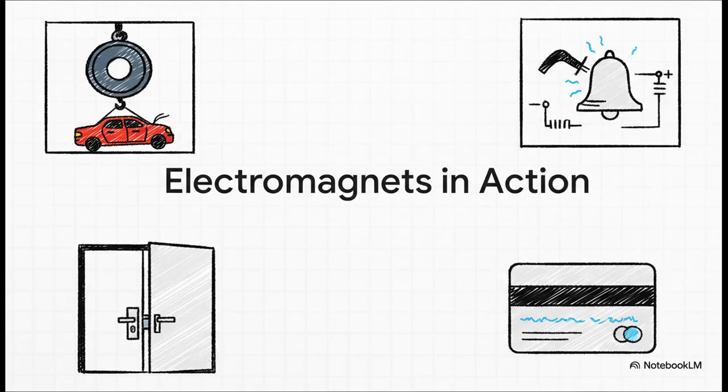And trust me, these powerful, switchable magnets are absolutely everywhere. We're talking about those massive cranes in junkyards that can lift entire cars. They just switch on the electromagnet to pick it up and switch it off to drop it. They're also inside electric bells, the magnetic locks on doors, and get this, even that little magnetic strip on your debit or credit card uses this technology to store your information.